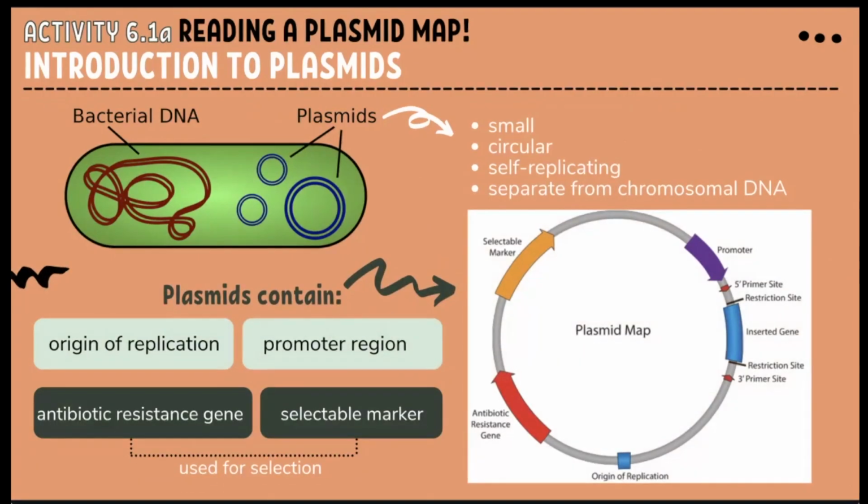Plasmids are small, circular, and self-replicating DNA that are separate from the cell's chromosomal DNA. Some of the notable characteristics of plasmids can be seen by generating a plasmid map like the figure on the right. We see that plasmids contain an origin of replication and a promoter region which drives transcription of the GOI. Plasmids also contain an antibiotic resistance gene and a selectable marker, both of which can be used for selection of cells, either separating those containing plasmids from those that do not, or those that contain the transformed plasmid with GOI.